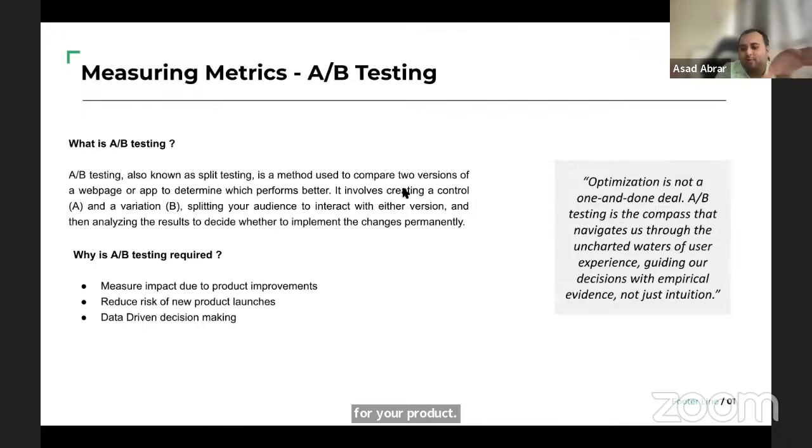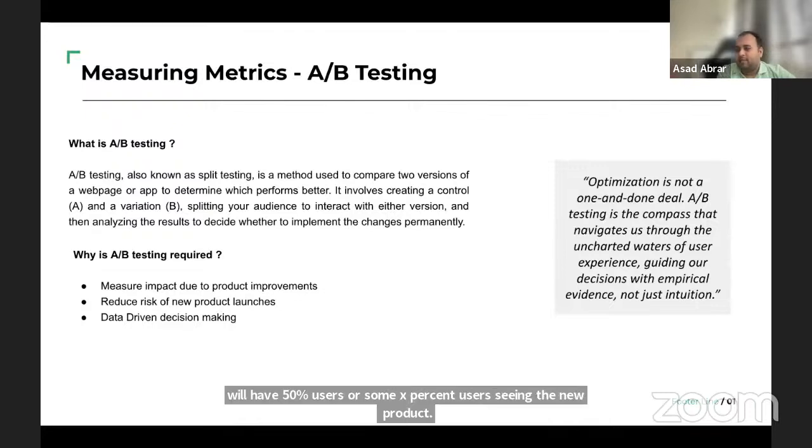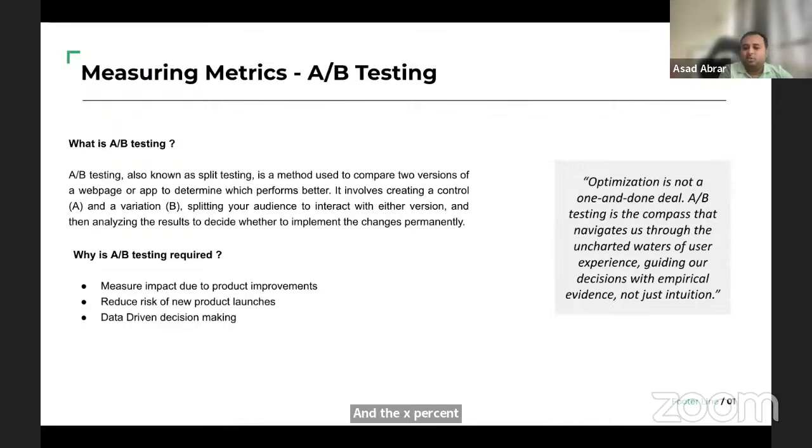Okay, this in itself would be its own topic, A/B testing. Very top level, this is A/B testing, also called split testing. Let's say you launched a new algorithm and you want to see how much better that is compared to the old one. What you will do is something called an A/B test. You will have 50% users or some X% users seeing the new product and the remaining users seeing the old one. Between these two groups, you will see what the difference is on your North Star metric. And that difference is what tells you the impact of the product. So that is where A/B testing comes into the picture.